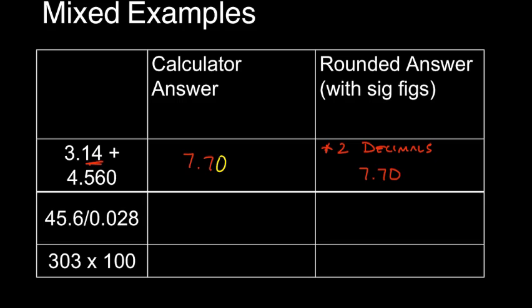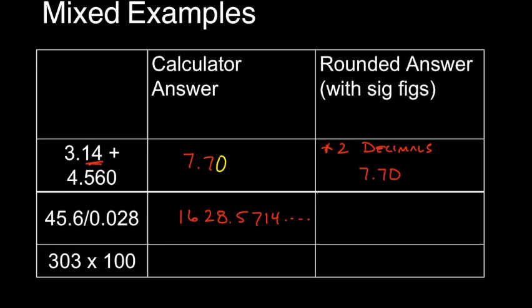All right, our next one, we got 45.6 divided by 0.028. Go ahead, punch that in. All right, hopefully you guys also got 1628.5714 with some other numbers.